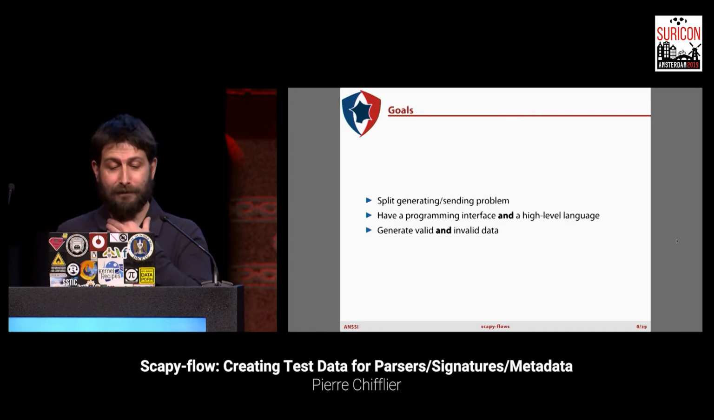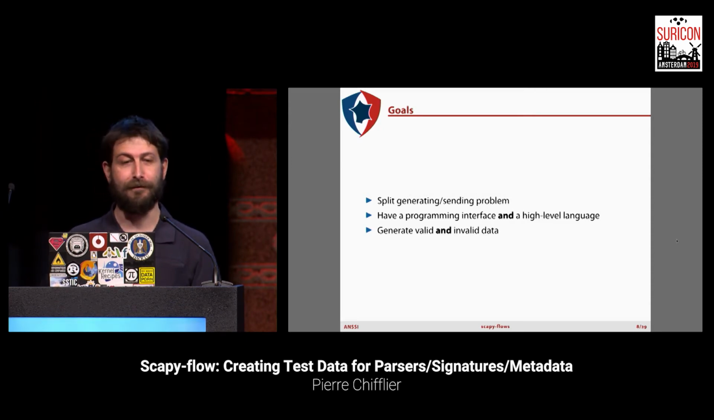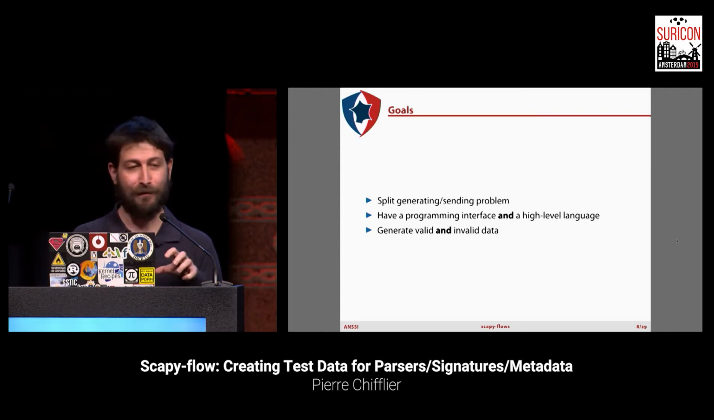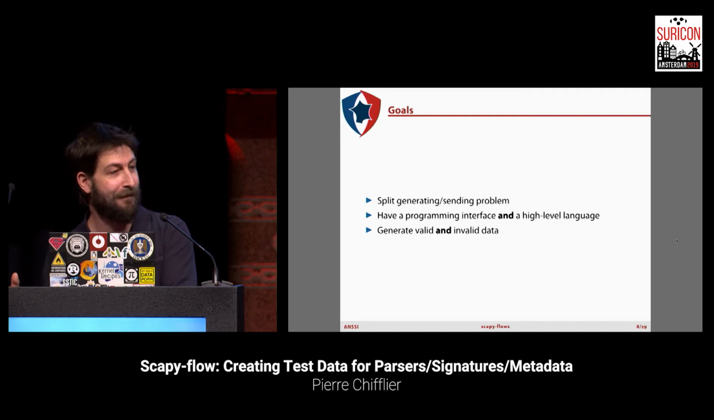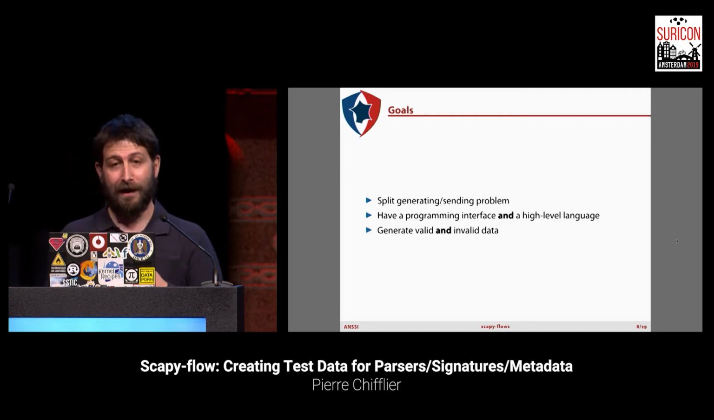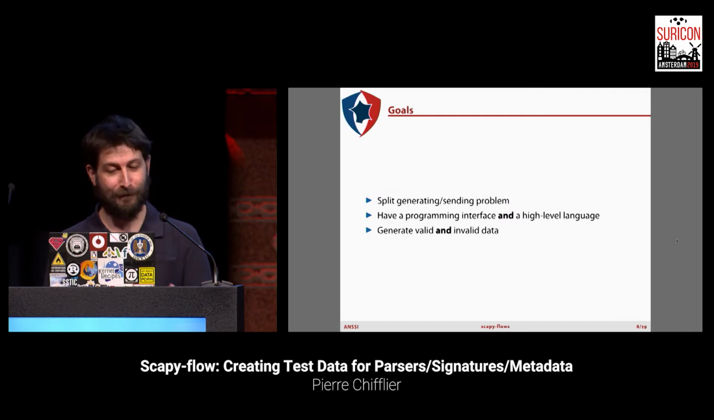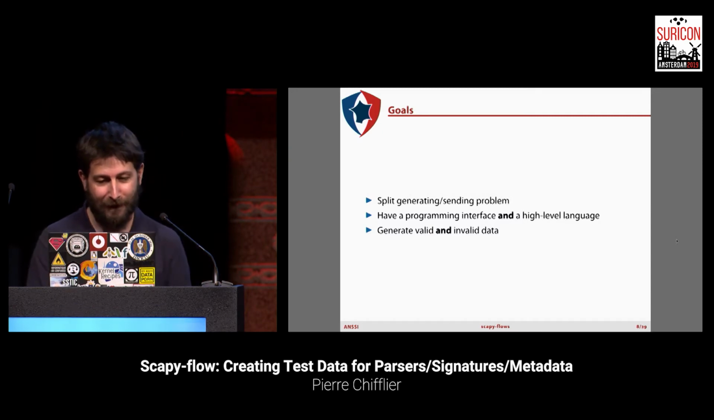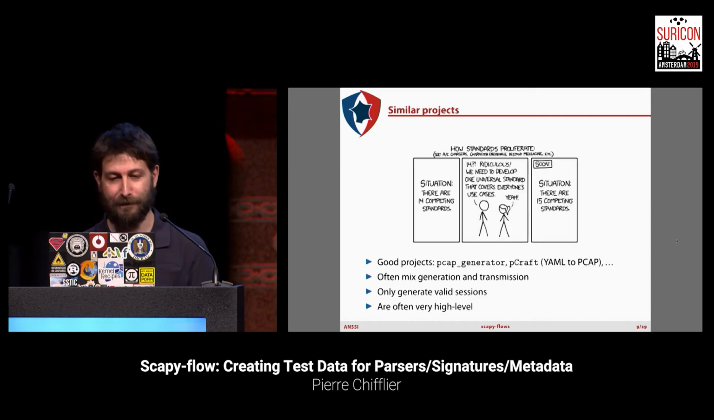I'm mostly a low-level guy, so I don't like high-level interfaces, you know, where you just give a description and then you get a pcap. I want to be able to completely tweak any single packet from the file. I want to change it. And I'm not interested in valid data. I want to be able also to, for example, generate data with a completely changed length field, and so on, just to test if the parsers are robust and so on.